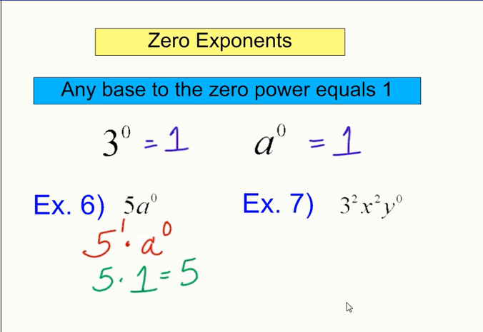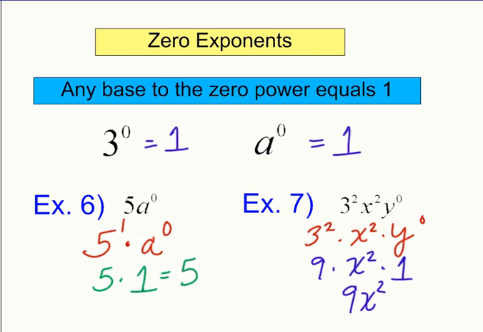Let's try it again here in example 7. Again, let's break it apart. We have 3 squared times x squared times y to the 0. Here we have 3 times 3, which is 9, x times x, which is still x squared, and y to the 0 power, which is 1. We're going to combine like terms, so we're going to multiply 9 times 1, which is just 9, and the x squared comes with us. So this 3 squared x squared y to the 0 really just reduces down to 9x squared. So that was a little practice with that.